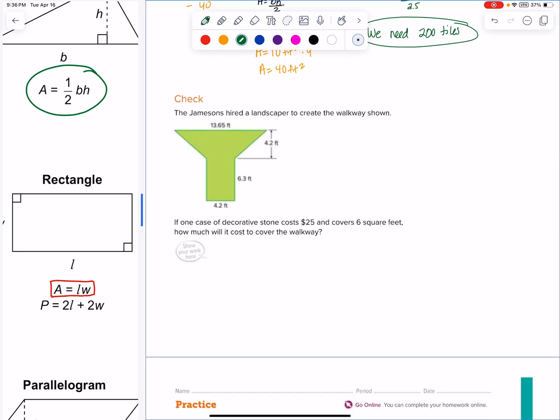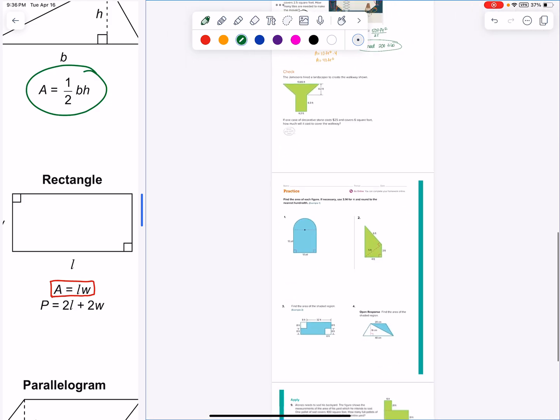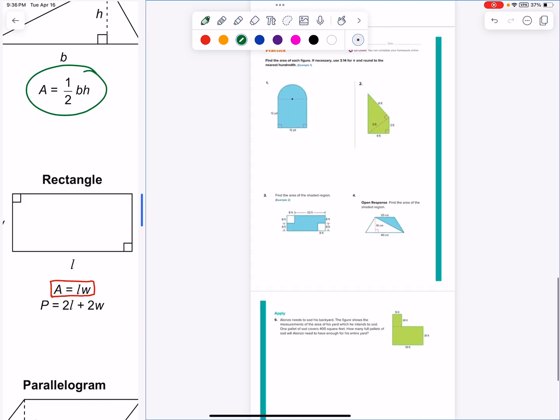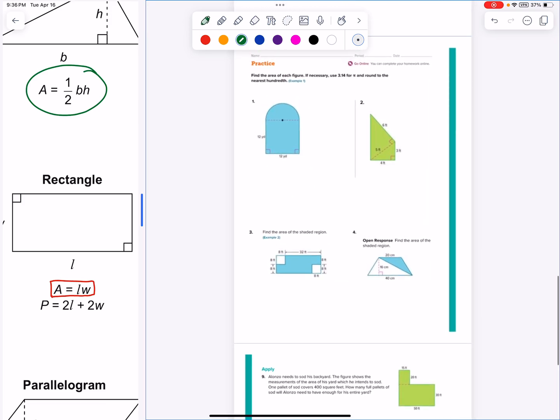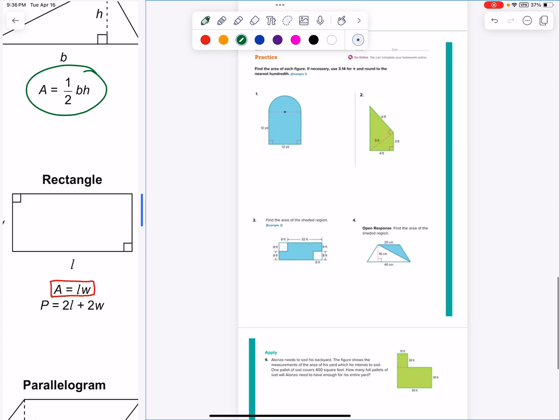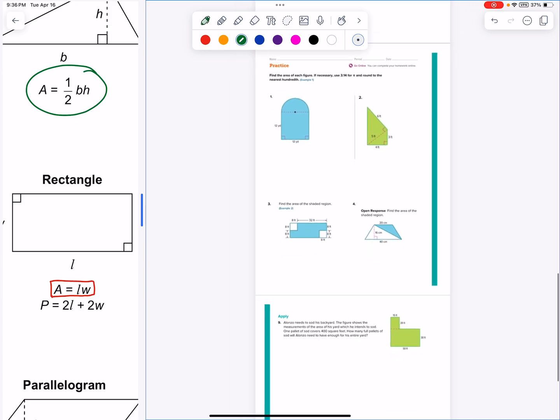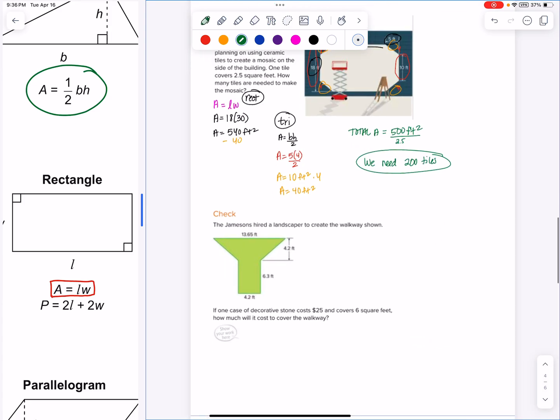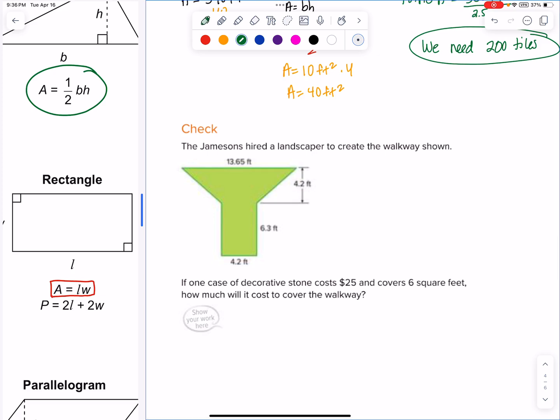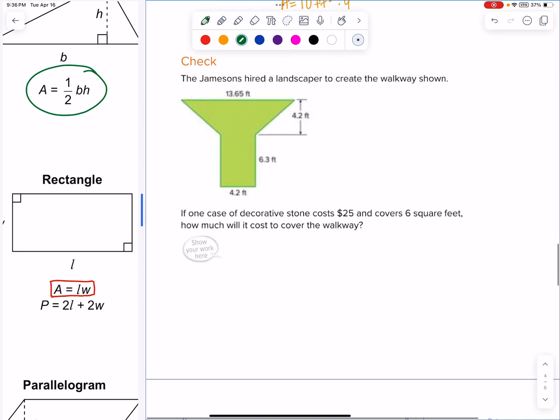Okay, here's your check. Let's go ahead and tackle this together, and then you can work on your practice. I really shrunk down your homework, so don't get too worried here. It's just the 4 problems instead of a whole page of stuff, and then the apply. So let's try this check together for some more practice, because this is a lot of pieces. They're creating this weird walkway. Jameson hired a landscaper to do this. I don't know why. That's a horrible, sad thing if we have to calculate all this, but whatever.